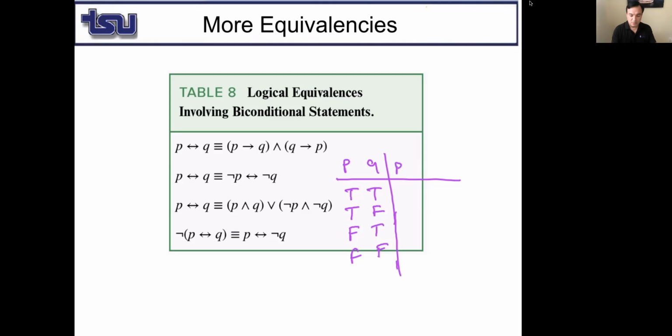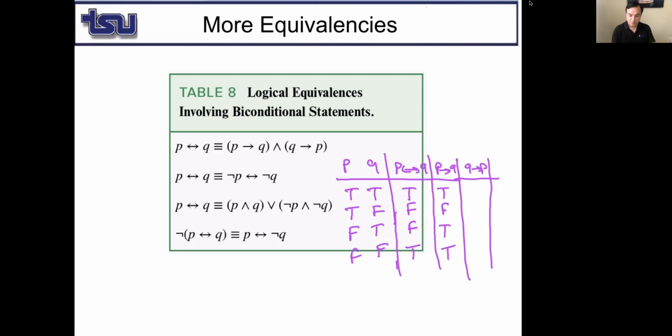And then we have P biconditional Q: true, false, false, true. That's what we know. And then you can say P implies Q, okay? P implies Q is true, false, true, true. And then you can have Q implies P. You go from this one to this one in this direction. True, false is true, and false, true is true. True, false is false. False, false is true.